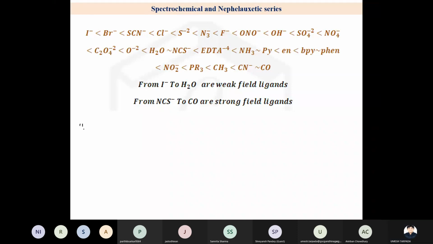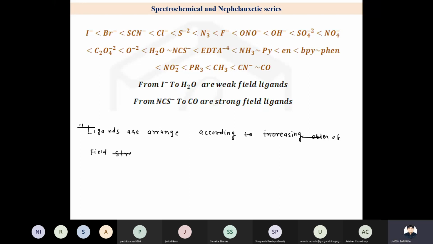Ligands are arranged according to increasing order of field strength, left to right, and the series obtained is called the spectrochemical series.